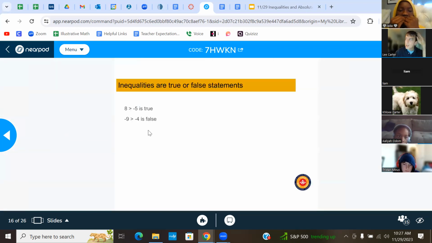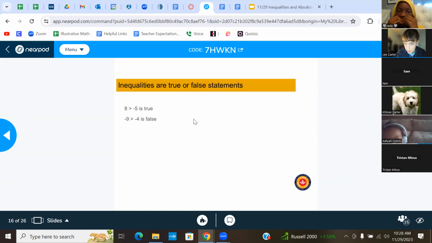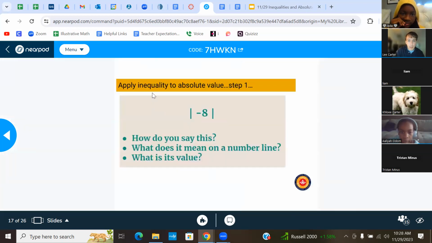Now, the thing to know here is that inequalities can be viewed as true or false statements. So if I say that 8 is greater than -5, that's true. If I say that -9 is greater than -4, that's false. A lot of times you're looking through examples of whether or not these are true statements.